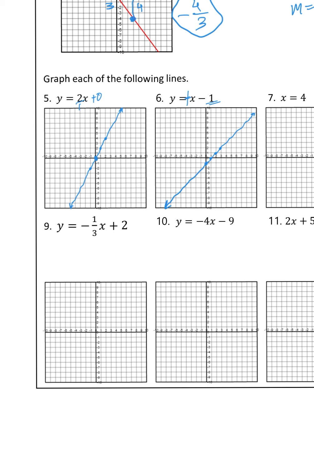Okay, more slope-intercept form here, and then in a little bit we'll switch to either using intercepts or solving for y, depending on what the equation looks like. So this is a +2 for our y-intercept, and our slope is -1/3. So we either need to put the negative on top or on bottom, but not both. So I can go down 1 and right 3, or I can go up 1 and left 3, and see how this makes a negative slope, because negative slopes are all down and to the right.